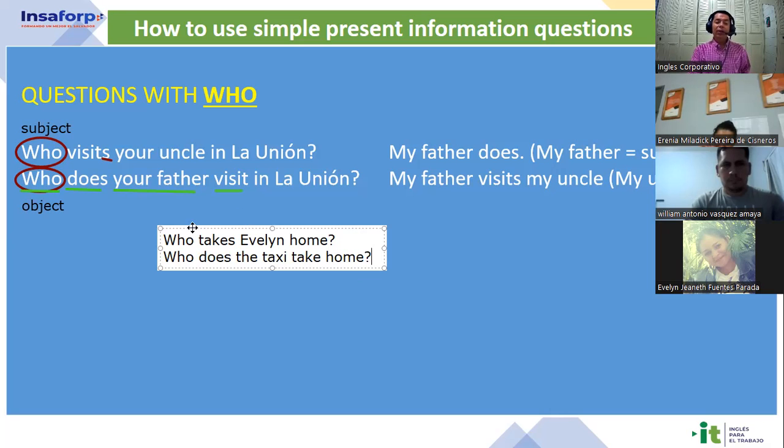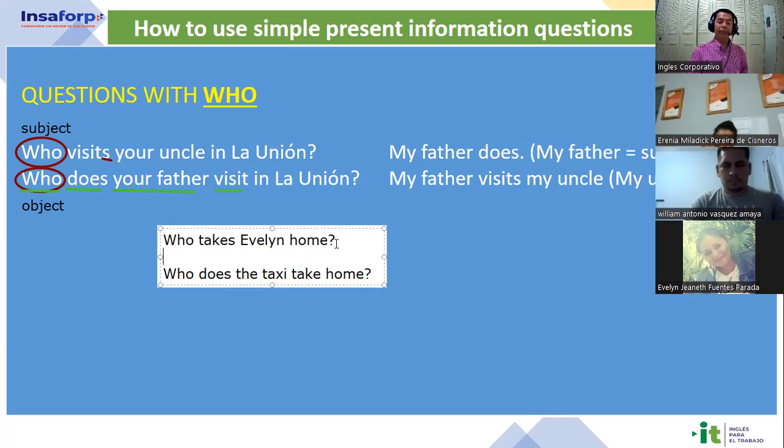Now, in the first one, who is the subject? And then, I don't know that. Por eso pregunto, ¿quién es el que lleva a Evelyn? Right? And in the second one, who is the object? En este caso, who está representando a Evelyn, ¿no? So, ¿quién es llevado por el taxi a casa? Who does the taxi take home, right? ¿A quién lleva el taxi? ¿Quién es el objeto de la acción? Evelyn, right? You see? Good. So in the first one, who is the subject? And in the second one, who is the object? En la primera, who es el sujeto, el que hace la acción. Y en la segunda es el objeto. Vamos a ver las características.